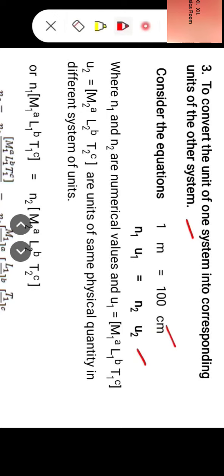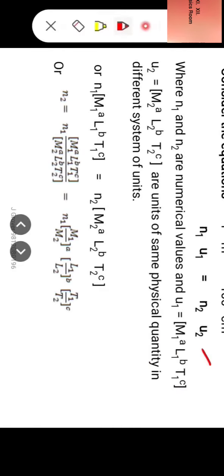N1 and N2 are numerical values, and U1 is equal to M1 raised to power A, L1 raised to power B, T1 raised to power C in system 1, and U2 is equal to M2 raised to power A, L2 raised to power B, T2 raised to power C in system 2. They are units of the same physical quantity but in different systems of units. Now substituting the values of U1 and U2, we have N1 into M1 raised to power A, L1 raised to power B, T1 raised to power C equal to N2 into M2 raised to power A, L2 raised to power B, T2 raised to power C.